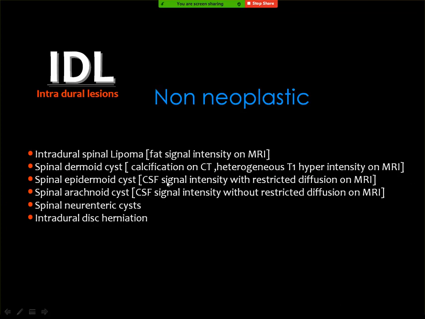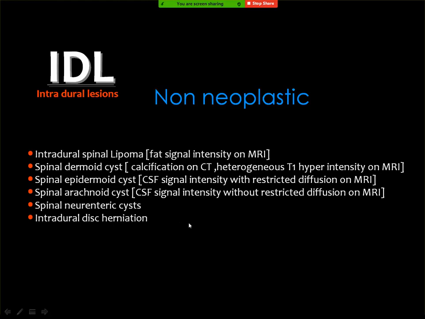Then there are some lesions occurring intradural, but they are not neoplastic, like lipoma, for example. And the three important lesions occur anywhere in the body together, meaning that if this place can be the seat of arachnoid cyst, it can also be the seat for epidermoid and dermoid cyst. Then this intradural space can be the seat of dermoid, epidermoid, and arachnoid cyst.